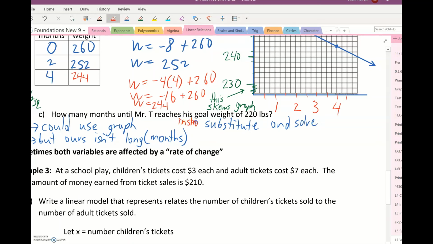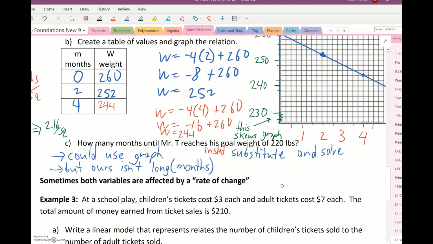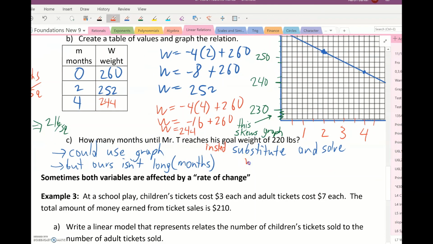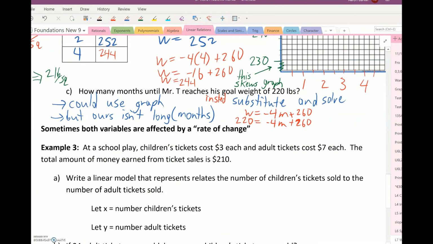And this is the power of linear relations, is that you can take your equation, W equals -4 times m plus 260. Now I want to know 220 pounds, so when will Mr. T be in his fighting weight? And if you watch the movie Rocky, highly recommended, you'll see who Mr. T is, or watch the A-Team.